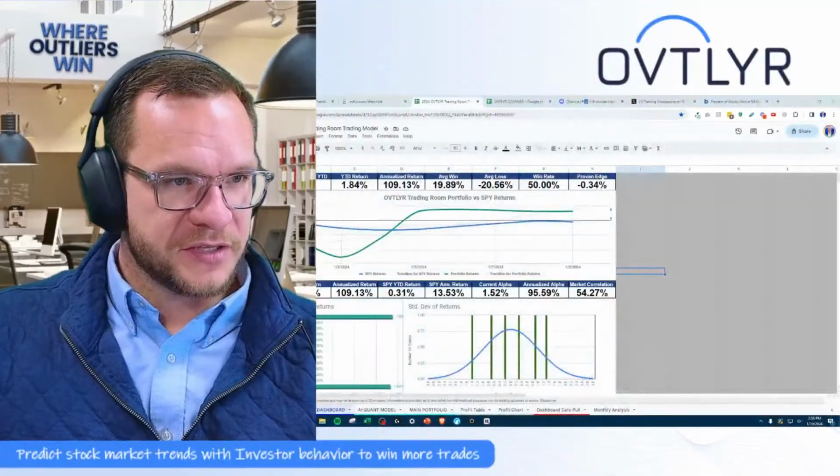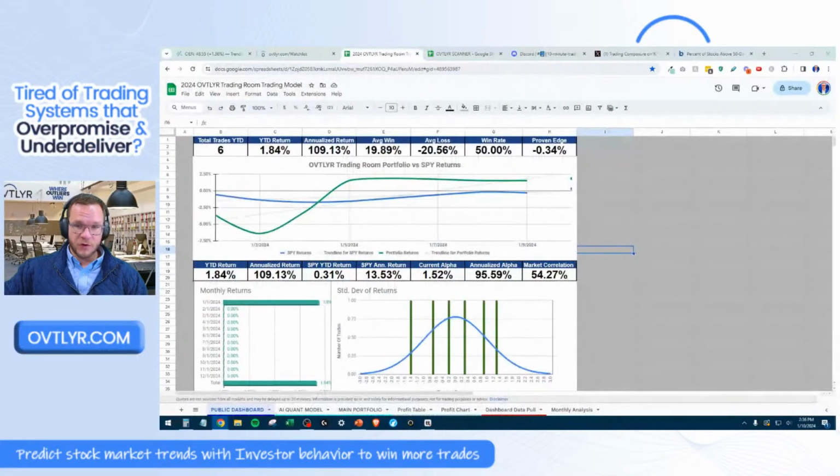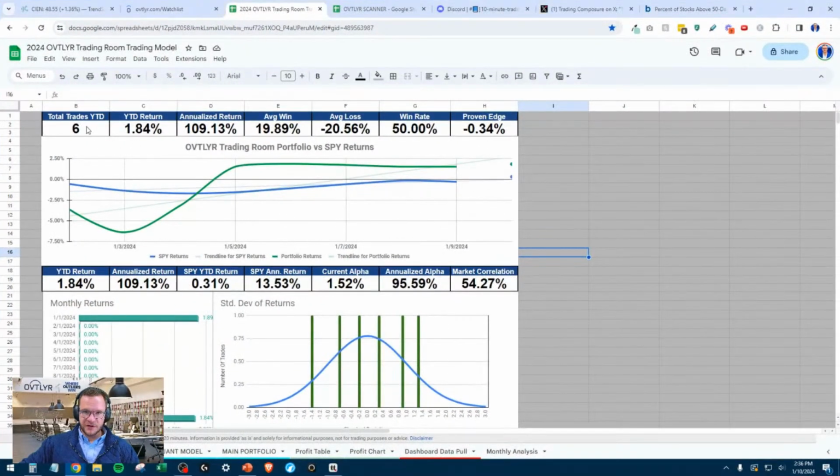Speaking of things not happening overnight, this is going to be my new thing. I want to end every trading room with what my results are. I just updated this moments ago. These are my results for the year. 6 trades, 1.84% gain, and 50% win rate. And of course, a sample size of 6 trades is not much to go on, but looking good so far.